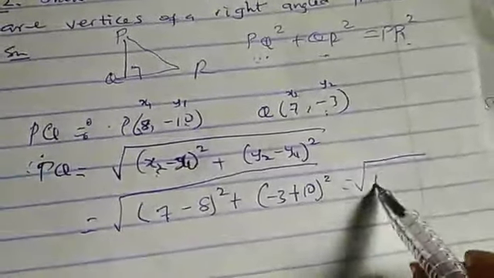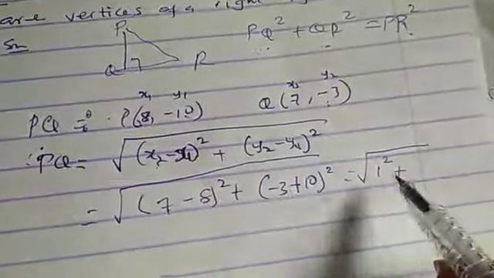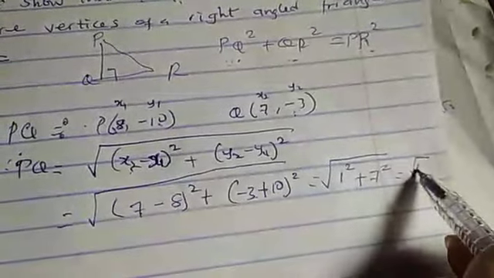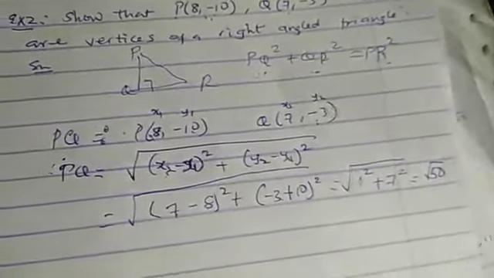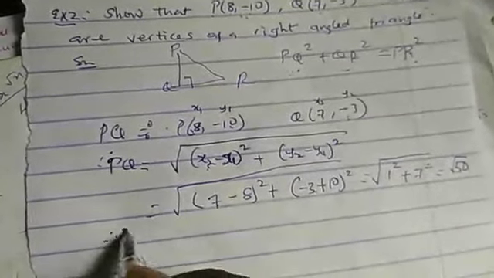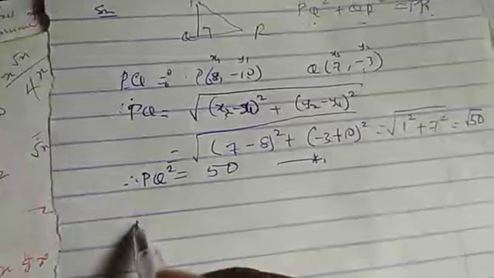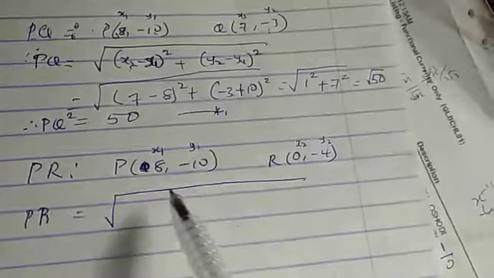7 minus 1 minus 8 is minus 1. But because of the square, we have 1 squared. While this one is 7 squared. From this place, we observe that our answer is square root of 50. From that place, I can say that PQ squared will be equal to 50. Let me take note. So I've paired PQ. Let me pair PR.